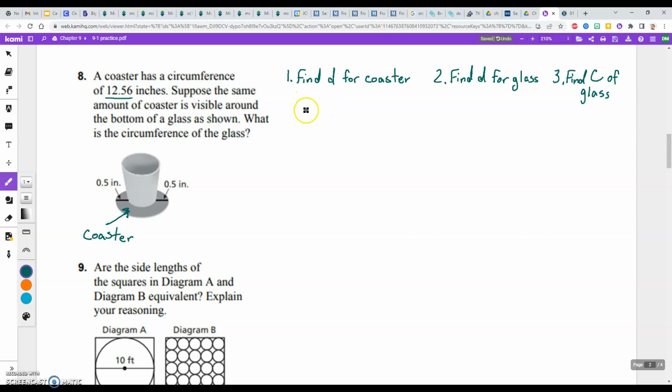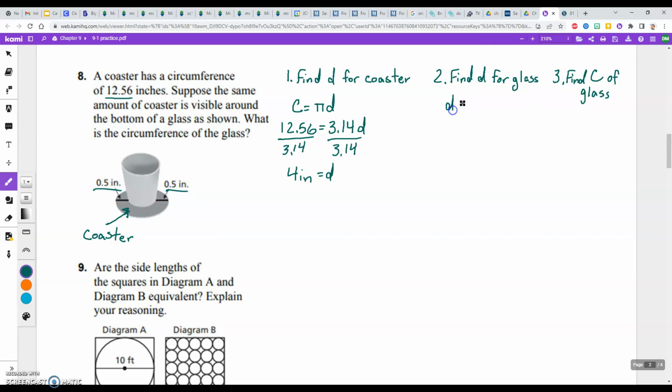So here we go. Diameter for the coaster. Well, we know that the circumference is pi times diameter, and we know that the circumference is 12.56, which equals 3.14 times the diameter. We divide both sides by 3.14 to undo multiplication, and that gives us the diameter is 4 inches. The diameter for the glass is going to be 1 full inch shorter because it's 1/2 inch on one side, 1/2 inch on the other side.